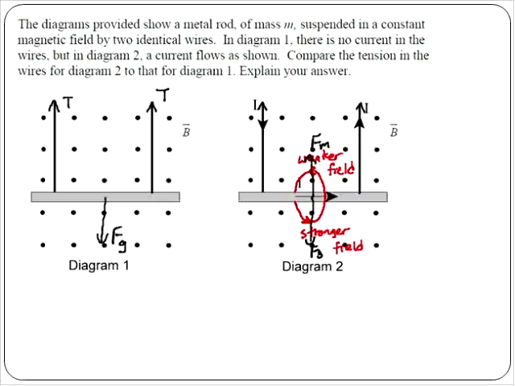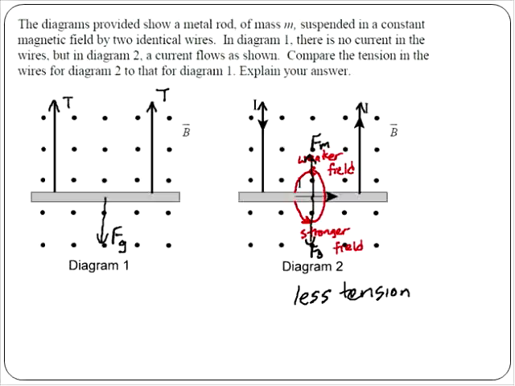So because that magnetic force is pointing up, that would actually reduce the tension in the wires. In fact, if the current was strong enough, you could eliminate the tension in those wires completely. In other words, the wire would just be suspended. If you put enough current through, you could actually make it start to move upwards. Okay? So, this one has less tension because we got that extra force.